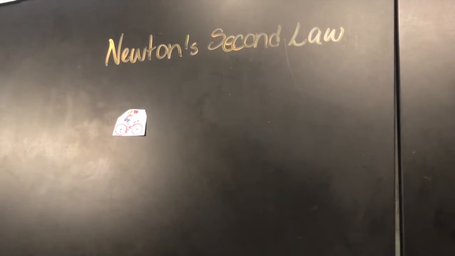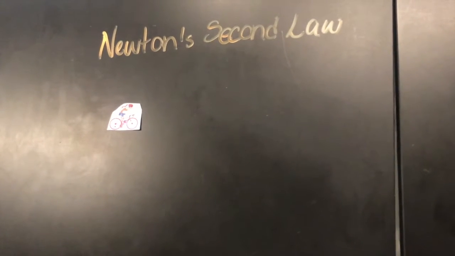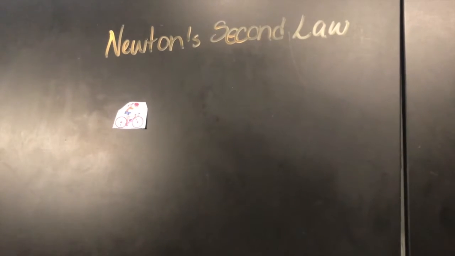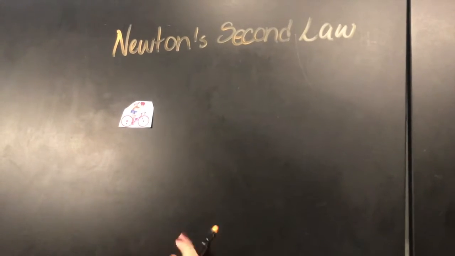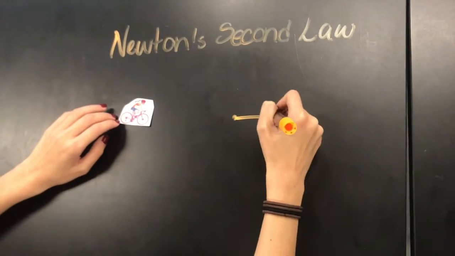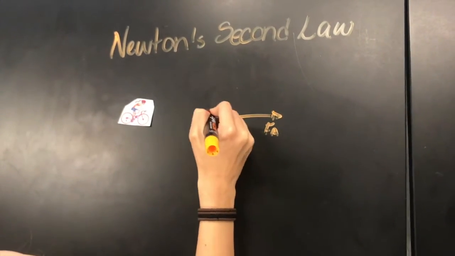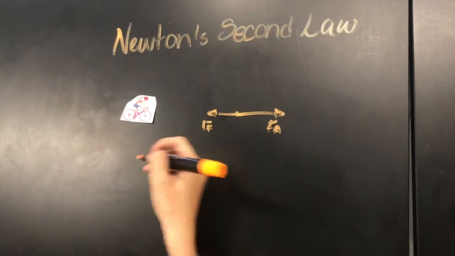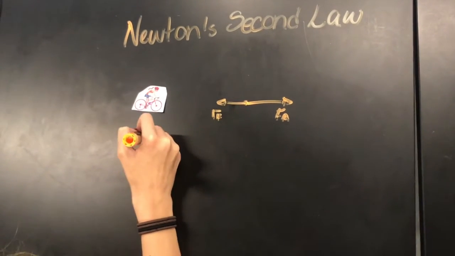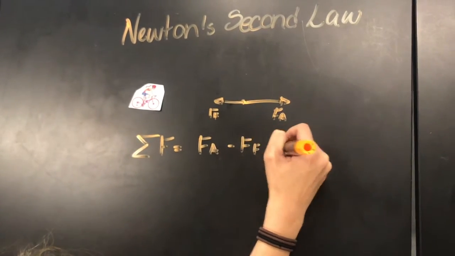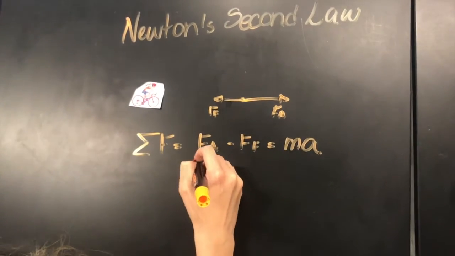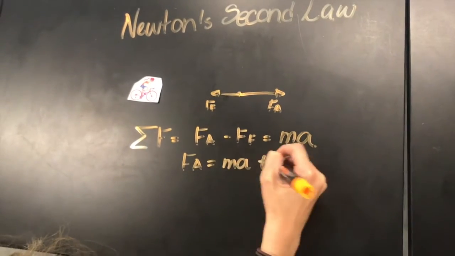Newton's second law states that the acceleration of an object is directly proportional to the net force and inversely proportional to the mass of the object. The direction of the force and the acceleration are the same. As a scenario, I have the cyclist, and the cyclist is speeding up. So, my FA and my FF have different directions and magnitudes. The net force will be FA minus FF equals MA. Therefore, FA equals MA plus FF.